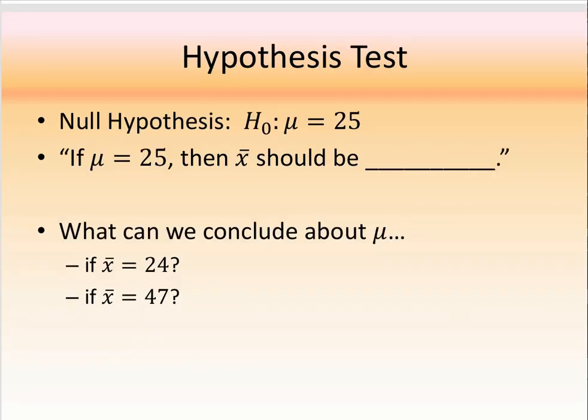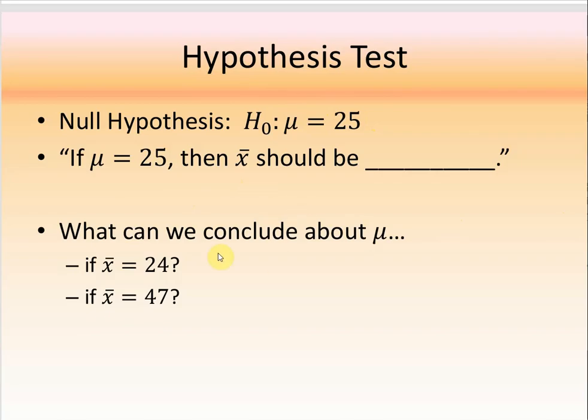Now we get into some of the hypothesis test stuff. So this null hypothesis here, it's always a statement about the parameter. So that's why there's a mu. So mu equals 25, right? Mu would be a population mean. So if mu is 25, then you wouldn't necessarily expect x bar, the sample mean, to be exactly 25, but you probably expect it to be around there. You expect it to be close.